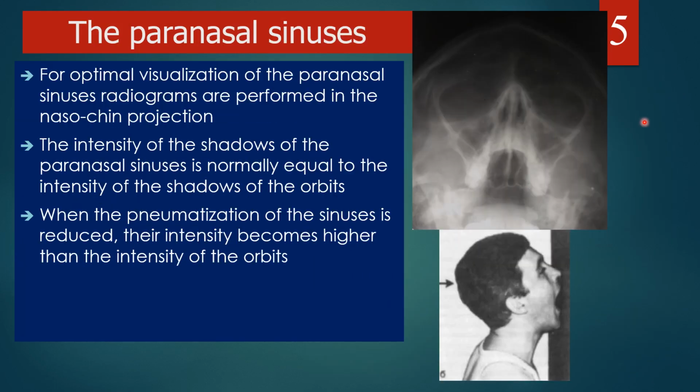For optimal visualization of the paranasal sinuses, radiographs are performed in the nasochin projection. The intensity of the shadows of the paranasal sinuses is normally equal to the intensity of the shadows of the orbits. When the pneumatization of the sinuses is reduced, their intensity becomes higher than the intensity of the orbits.